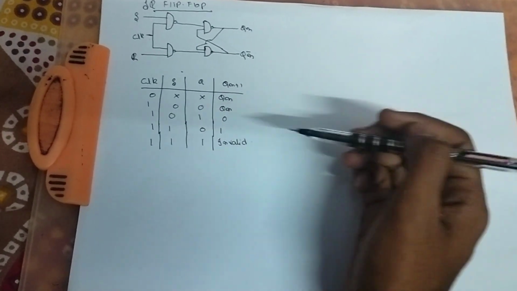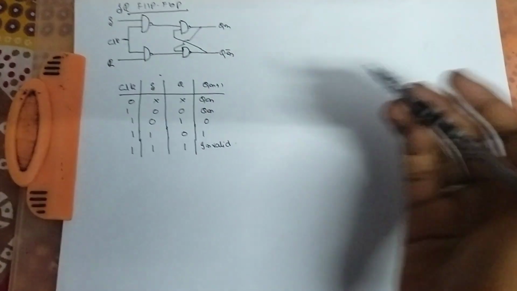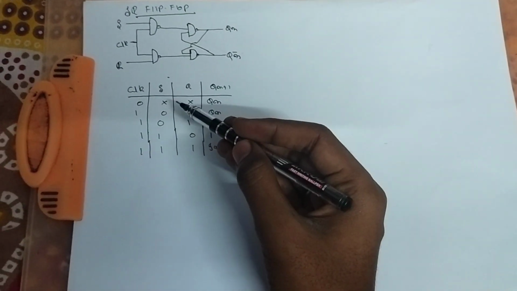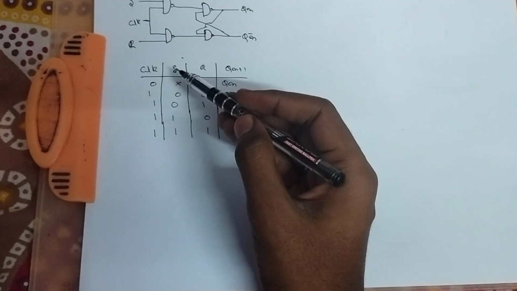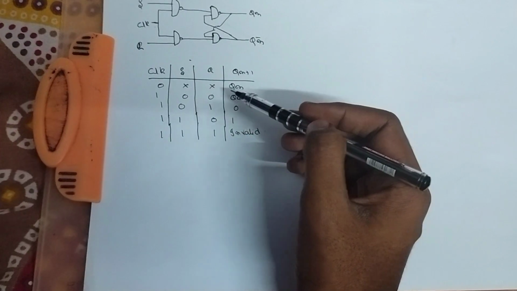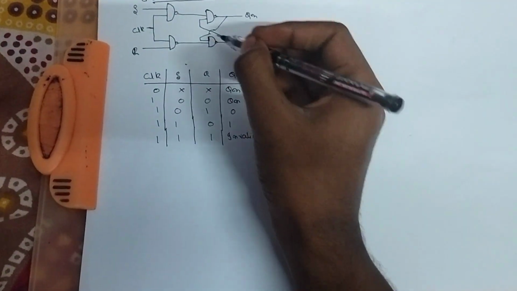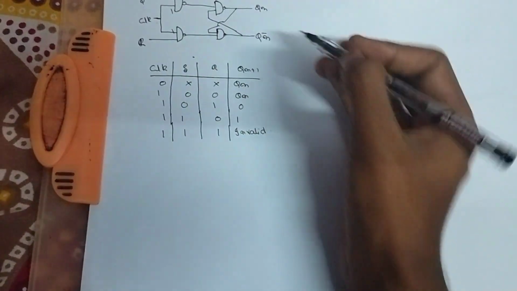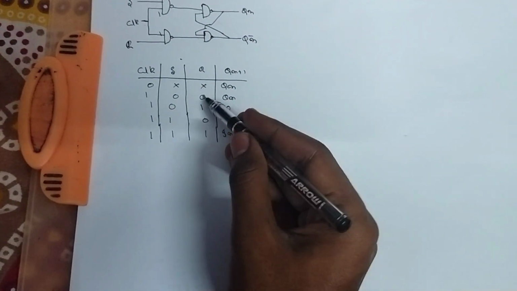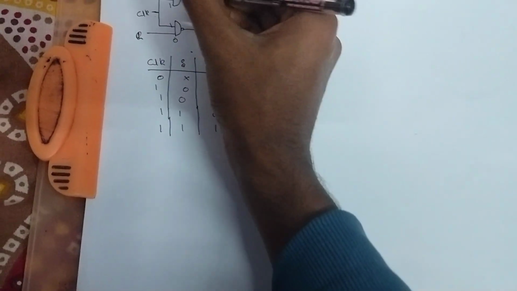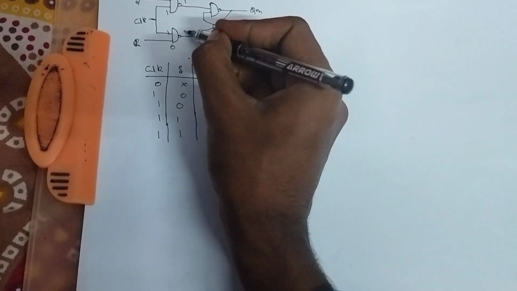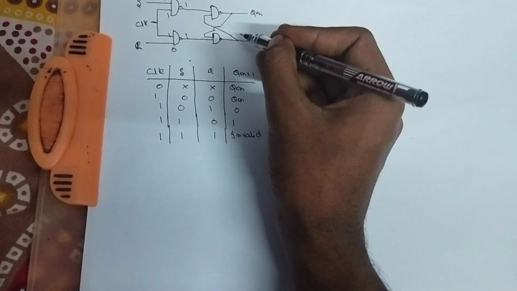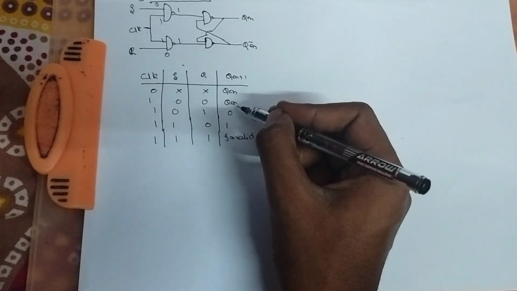So this is the truth table of the SR flip-flop. If the clock value is 0, S and R are don't care and Qn plus is Qn. When S and R values are 0, 0, then Qn plus value is Qn. Now the clock is 1. If we take 0 and 0, the output is 1, 1; 0 and 1 is 1, 1 and 0 is also 1. So 1 and 1 gives the value Qn, so here Qn will come.